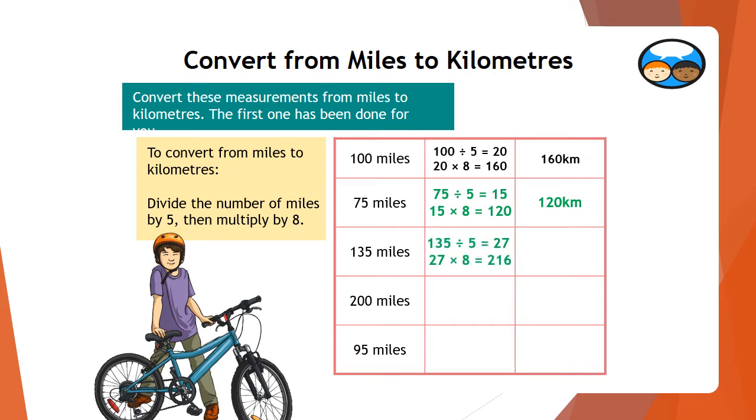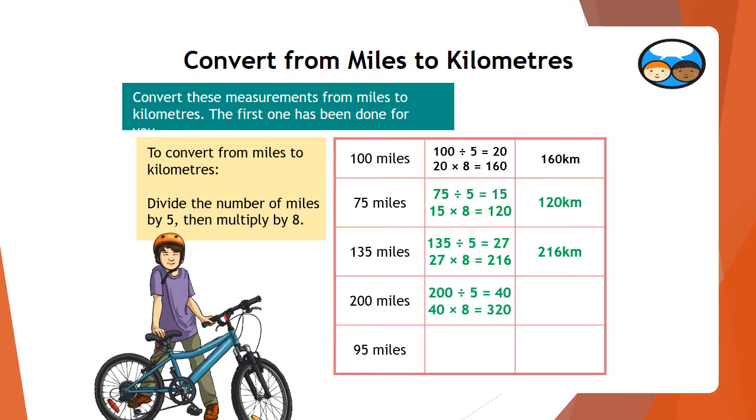135 miles divided by 5 is 27. If we divide 135 by 10, we get 13.5. And 13.5 doubled is 27. So double the 13 and then double the 0.5 and then put that together. 27 times 8 equals 216. So we get 216 kilometres.